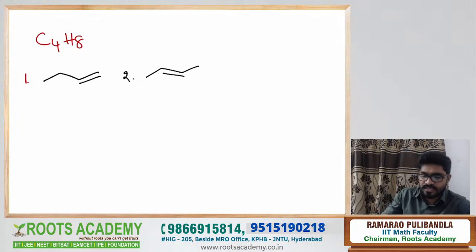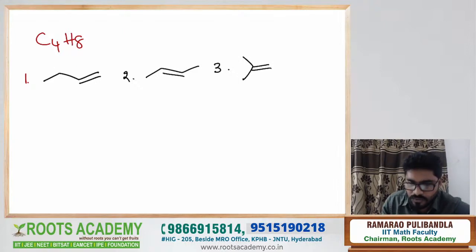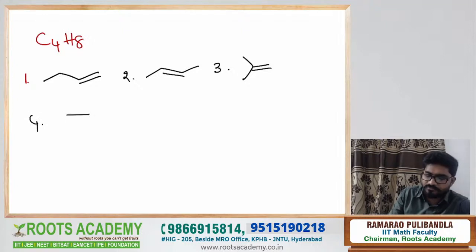Let it finish. Next, third structure, like this. Okay, 2-methylprop-2-ene it is. Fourth one, we can take a 4-membered ring, no? This is up to open chain. Fifth one is like that I can take.